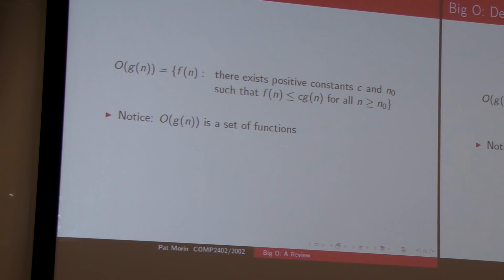So notice this set of functions. When we say f of n equals O of g of n, that makes no sense at all. We're saying a function f of n is equal to a set. That doesn't mean anything. It's not true. It's really an abusive notation that we use all the time in computer science. Some mathematicians get really frustrated with us because of this. What we're really saying is that the function f of n is a member of the set O of g of n.